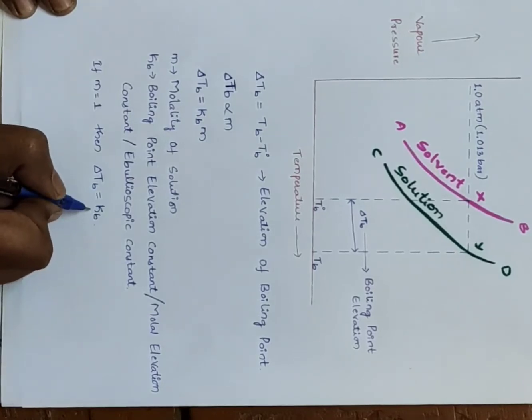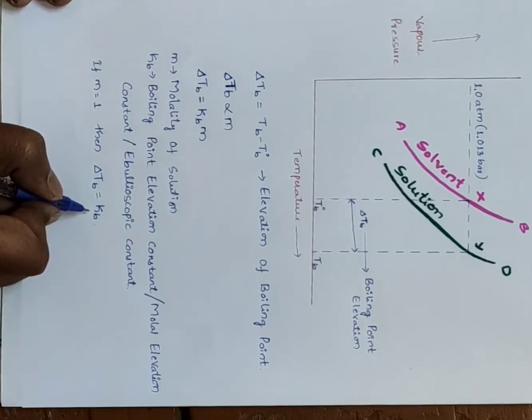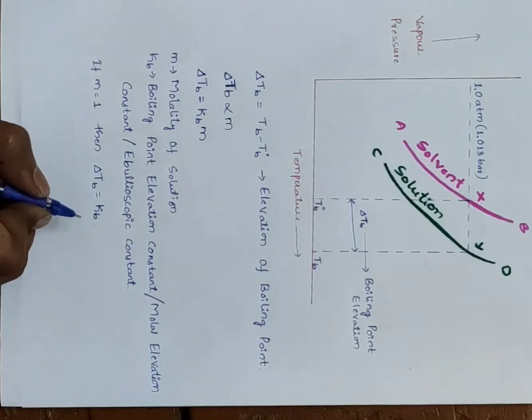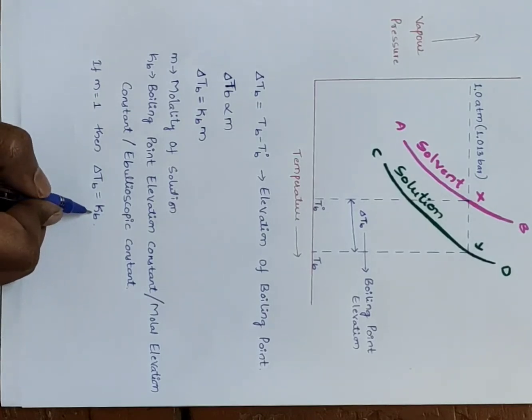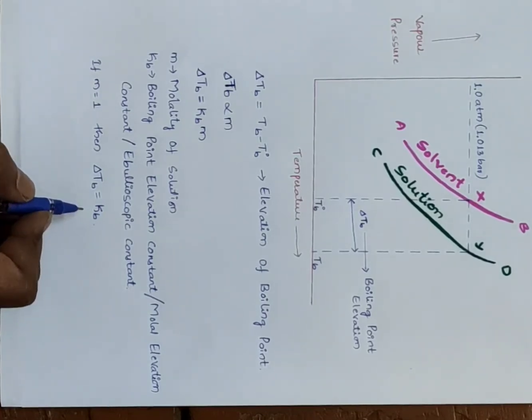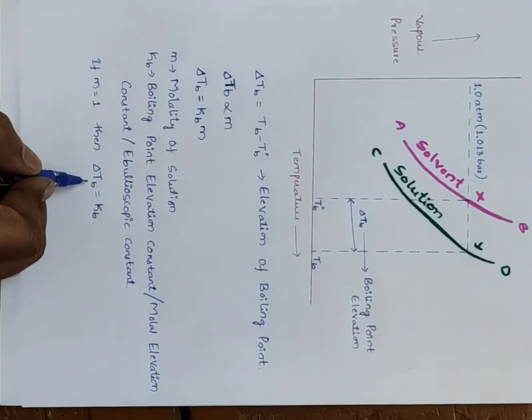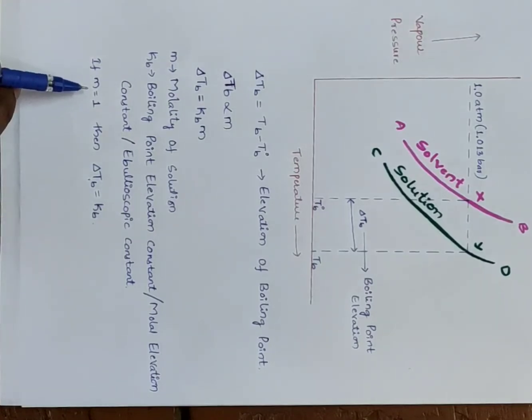So now we can define this KB value. KB is known as the boiling point elevation constant. The molar elevation constant of a solution is defined as the elevation of boiling point delta TB caused by dissolving 1 mole of non-volatile solute in 1000 gram of solvent.